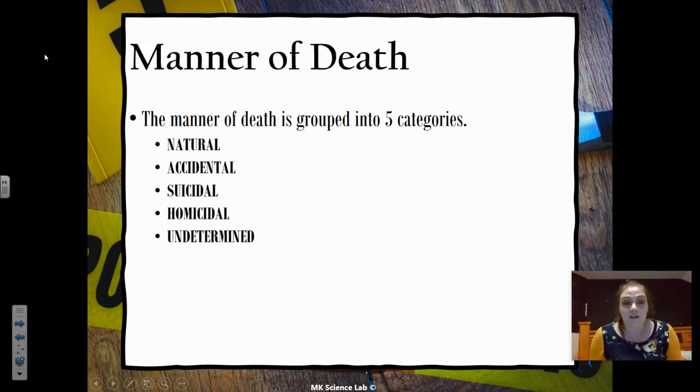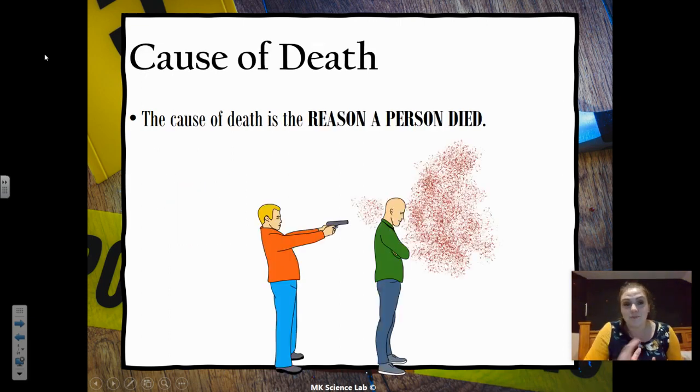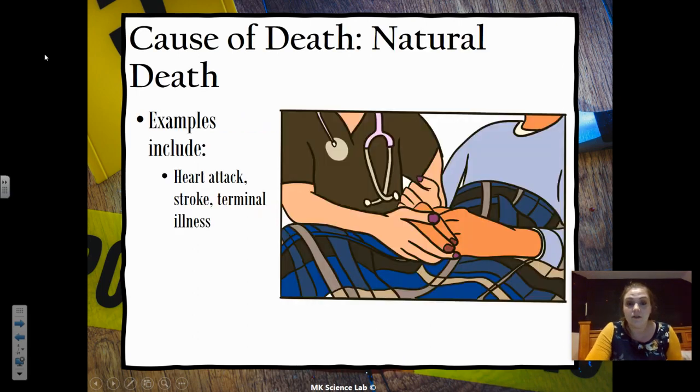So manner of death. The manner of death is grouped into 5 categories: natural, accidental, suicidal, homicidal, and undetermined. We're going to break down each of those 5 categories with an example. And then cause of death. The cause of death is the reason a person died. For natural means, the cause could be heart attack, stroke, or terminal illness. Those would be natural causes.